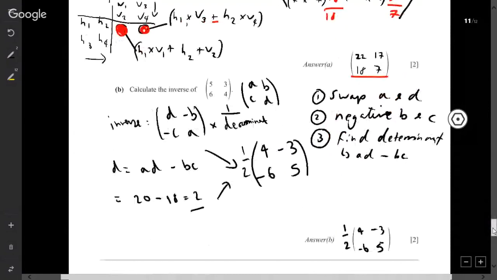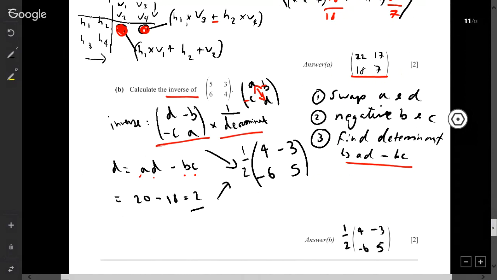Calculate the inverse of the matrix 5, 6, 3, 4. First things first, A, B, C, D is how I'm going to label these. Now, the rule of inversing a matrix: number 1, swap A and D. Number 2, make B and C negative, and we get this. Number 3, to inverse it, we have to times it by 1 over the determinant. So, third step, find the determinant. This is the formula, AD minus BC.